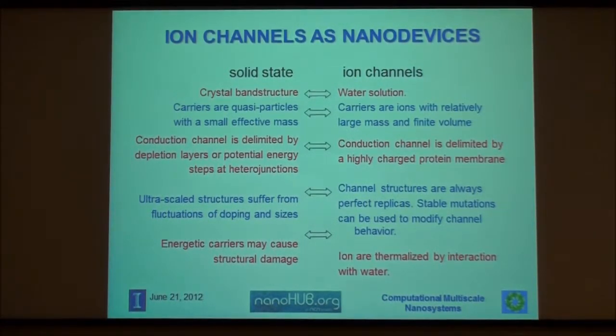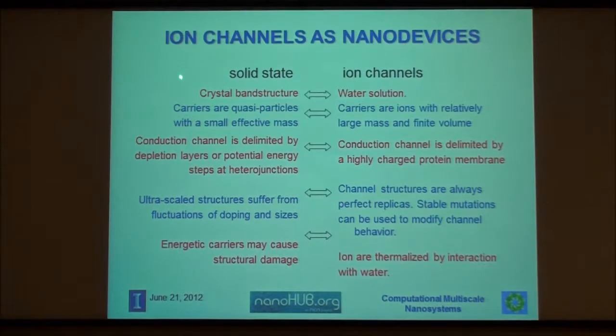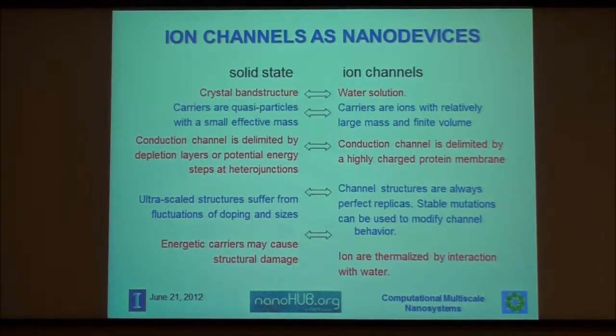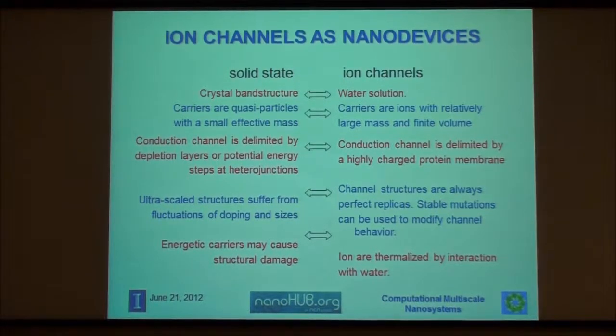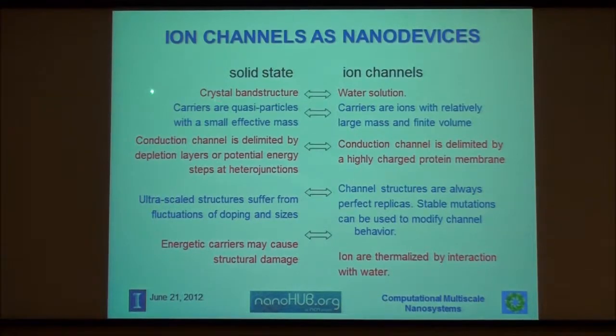So here I have a table just to draw parallels between solid-state and ion channels. So we saw already that in solid state you have a crystal, which is characterized by a dispersion relation called band structure. That's how I know what the dynamics of particles, electrons, is. In ion channels, I have a water solution. That's a totally new ball game. In solid state, carriers are quasi-particles with small effective mass, electrons or something like electrons. In ion channels, carriers are ions with large mass and finite volume, at least large compared to electrons.